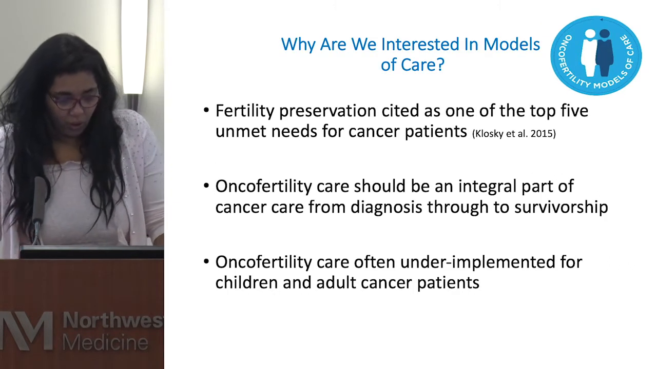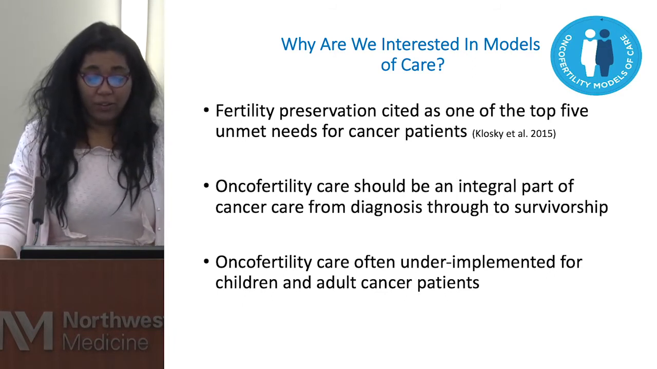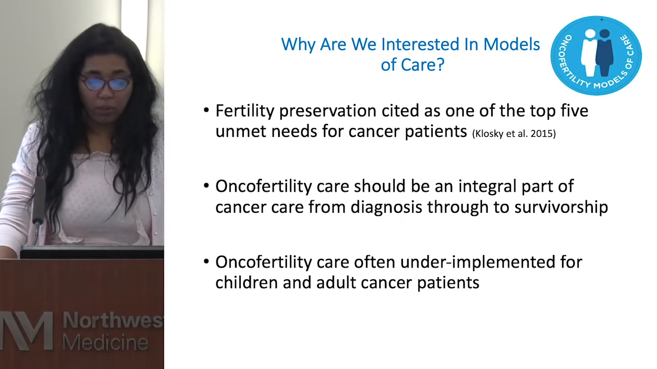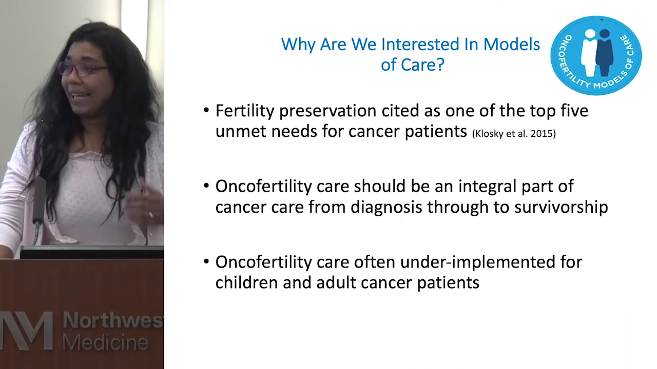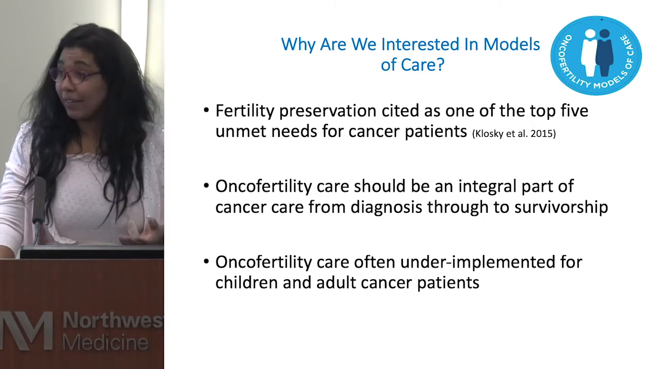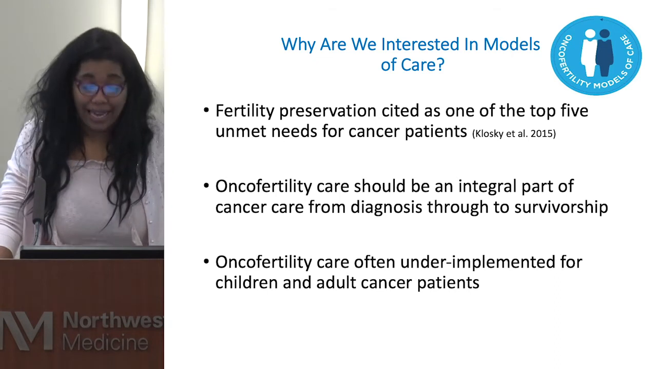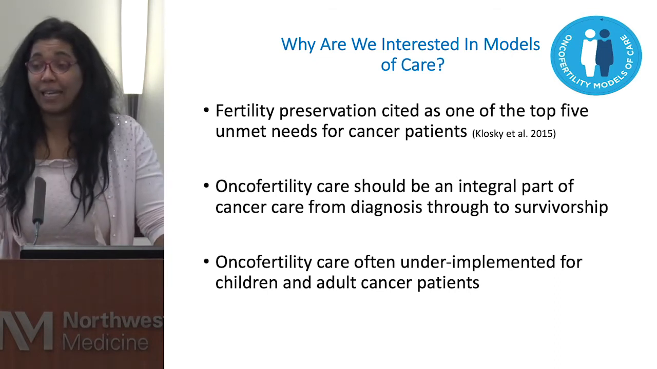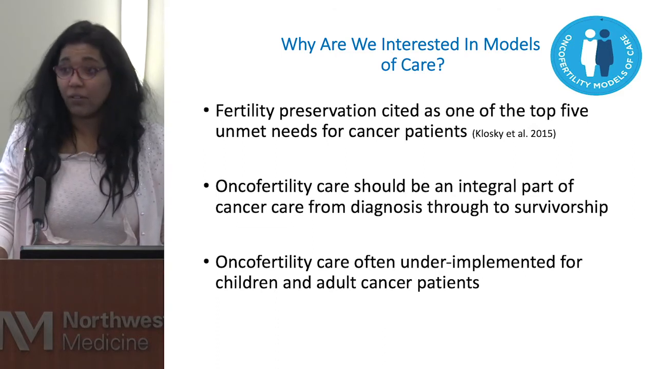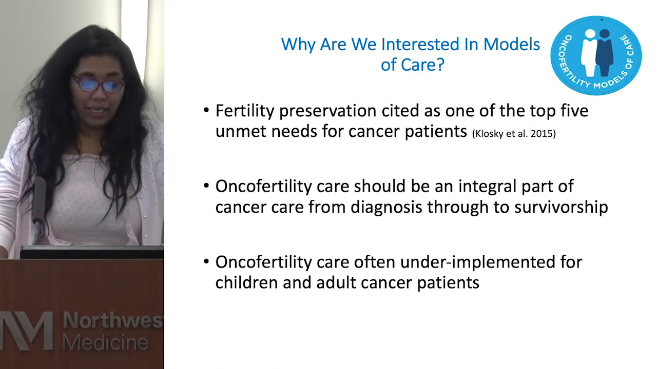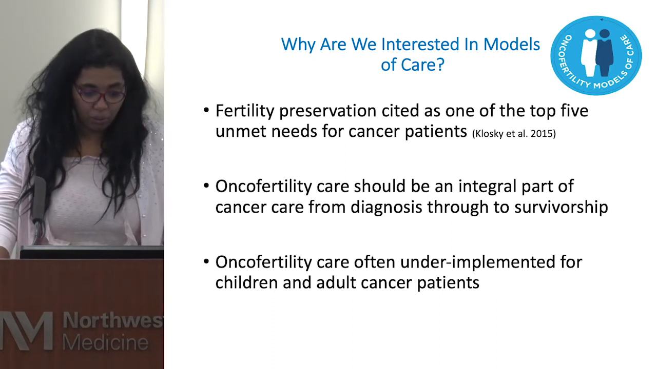So why are we interested in models of care? We know that fertility preservation is one of the top 5 unmet needs, and that's not just for our childhood cancer survivors. It goes across our adolescent survivors. It goes across our adult patients of a reproductive age. And as patients go into that post-reproductive age, it is still a highly unmet need for patients. So we know it's important.